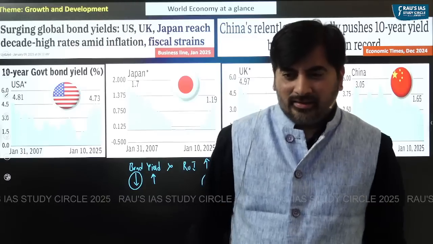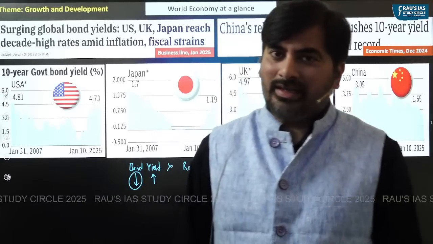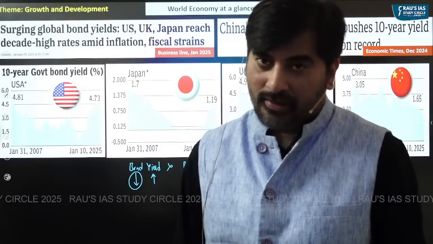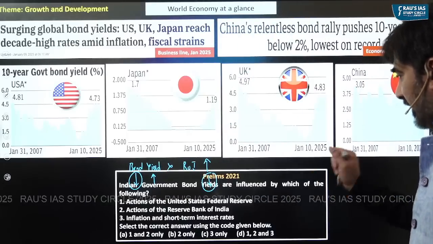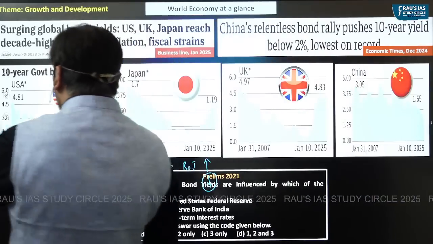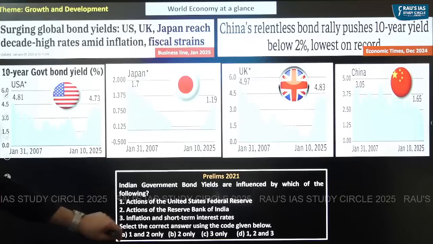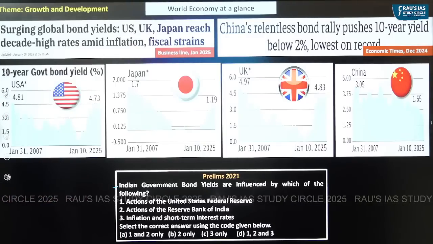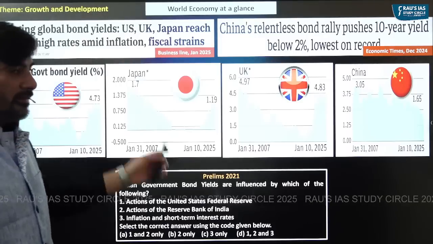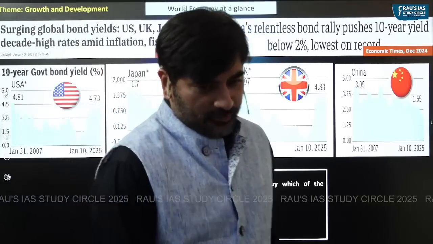So what are the factors which are affecting the bond yield? That becomes quite important. For example, you can see in prelims 2021, you had this particular question about what are the factors affecting the bond yields in India. Similarly, let's get into this particular discussion.